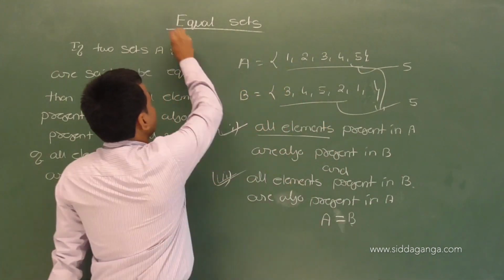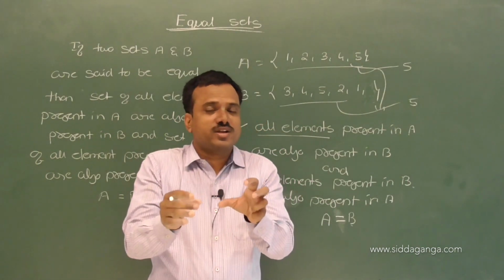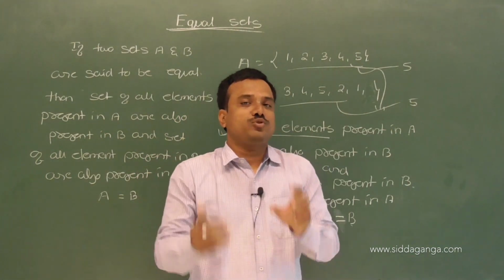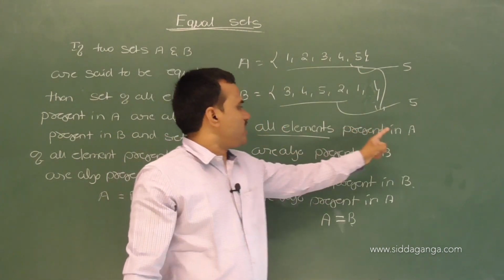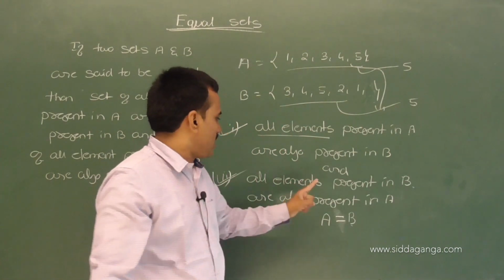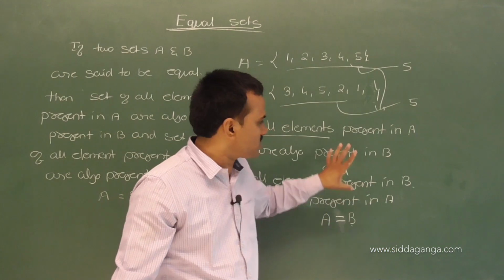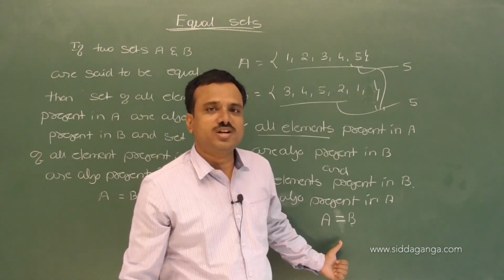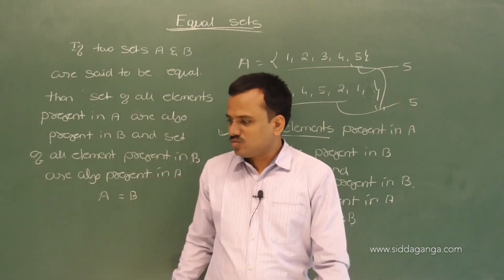The last concept, equal sets. Equal sets means if two sets A is equal to B, all elements present in A are also present in B, and all elements present in B are also present in A. If this condition is satisfied, then we say that A is equal to B. Okay, we solve exercise 1.2.